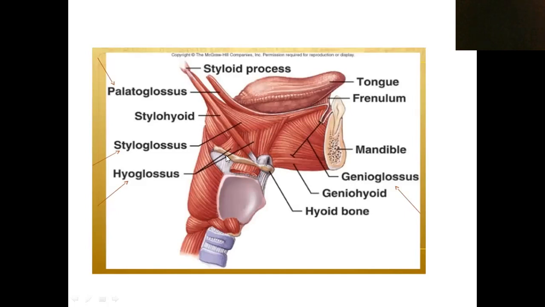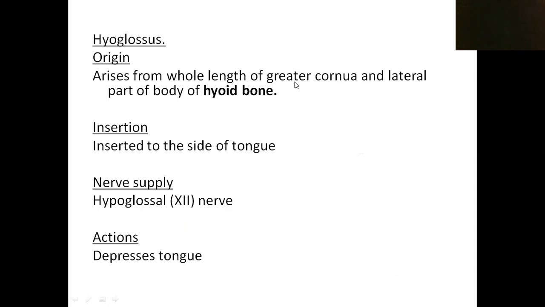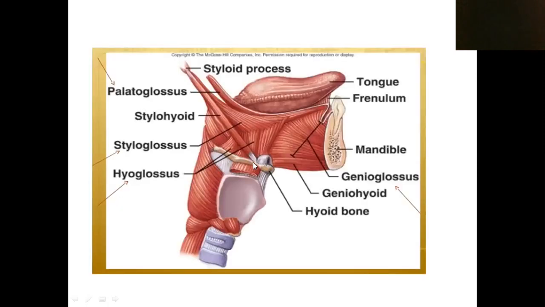Then this is the greater horn. Anyway, it arises from the body and the greater horn of the hyoid bone. Here we can see the fibers arising from the hyoid bone, the greater horn. The fibers from the body are not that clear. Anyway, it arises from the body and the greater horn of the hyoid bone.